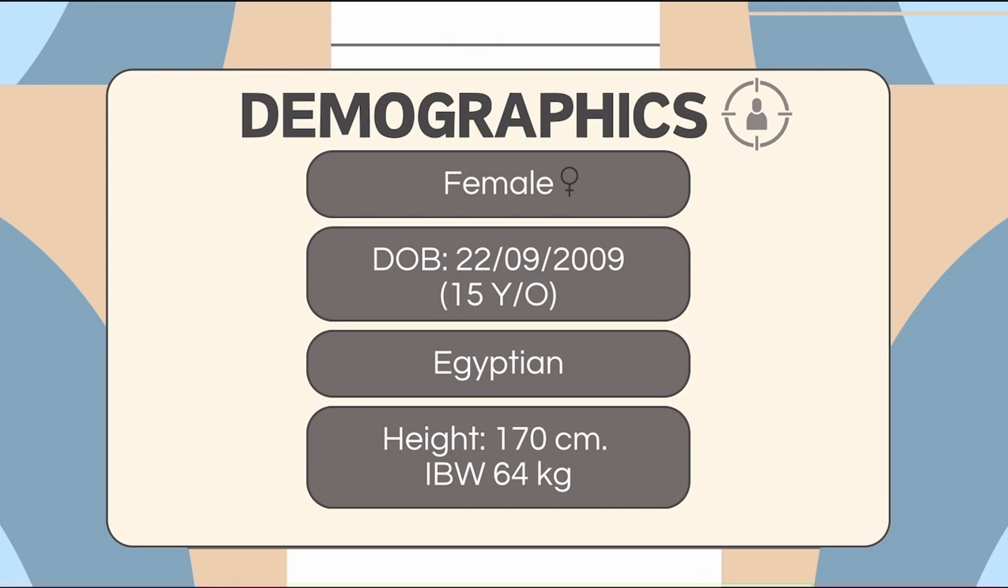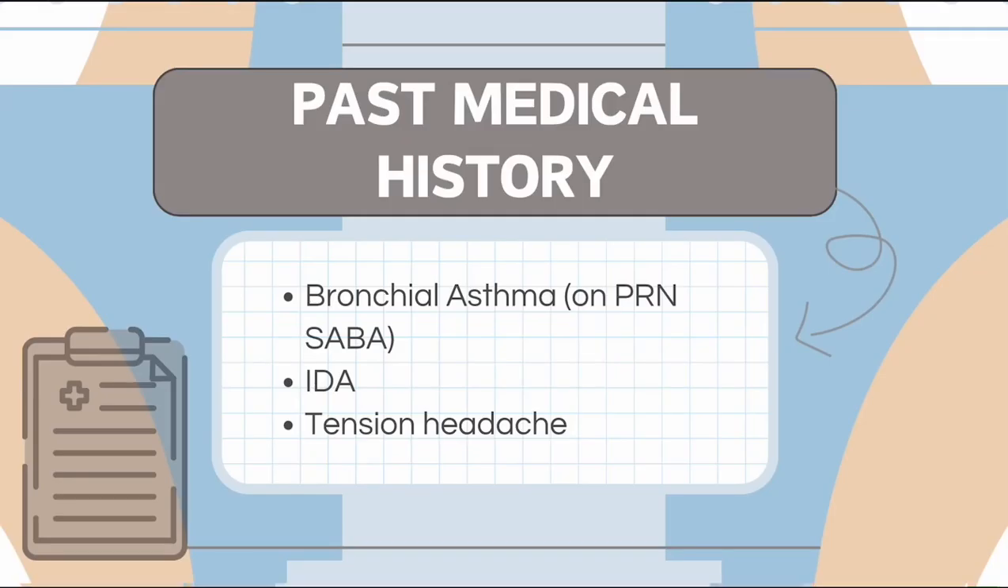So to introduce you to my patient, she is a high schooler. She's a 15-year-old Egyptian female who is around 170 centimeters tall, which would make her ideal body weight around 64 kilograms. She has a history of bronchial asthma, for which she is taking bronchodilators PRN. Other than that, she had IDA or iron deficient anemia and tension headache.